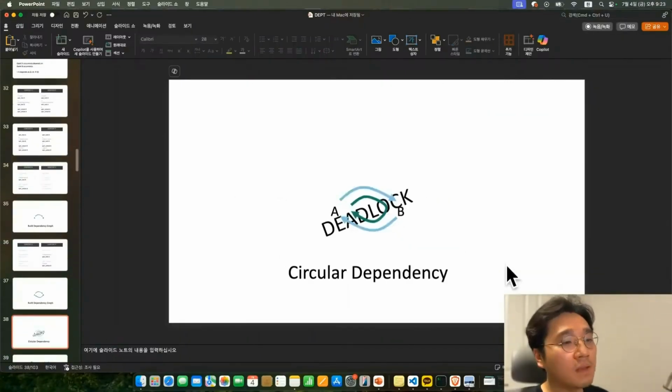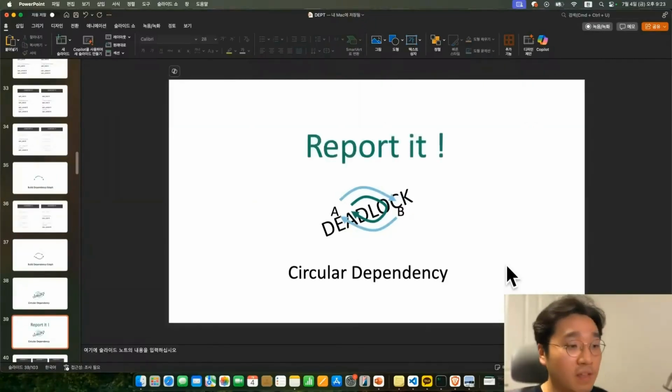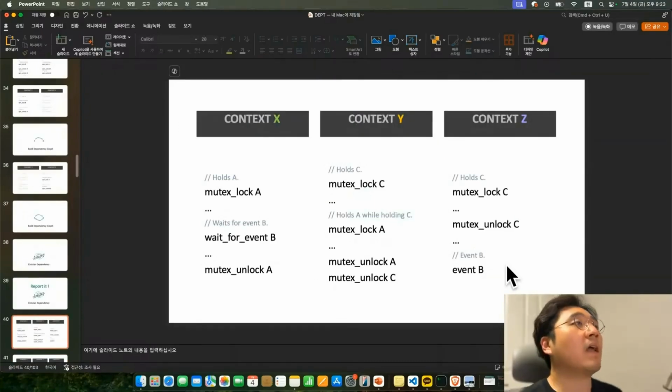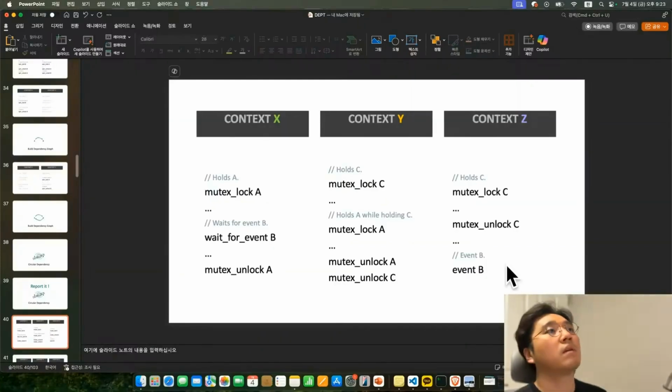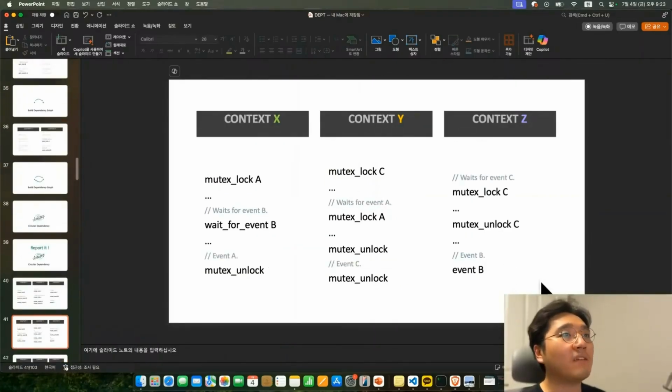So this makes a deadlock, right? And it is replicated from DEPT, right? As you know, this is the situation that Lockdep will never detect in this context. So we need to redefine in the perspective of a waiter and event, right?